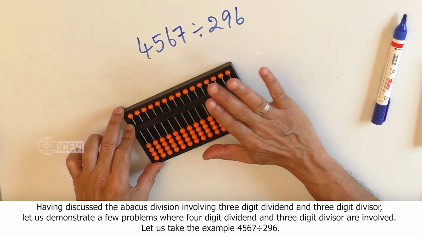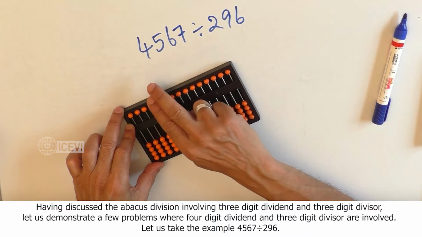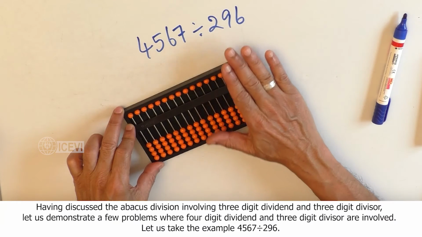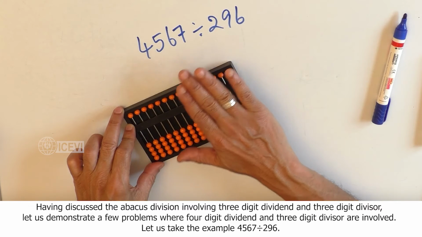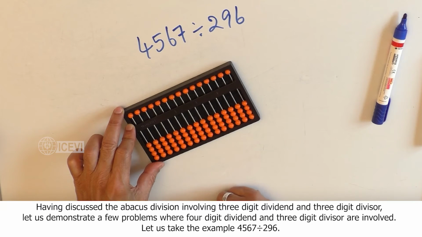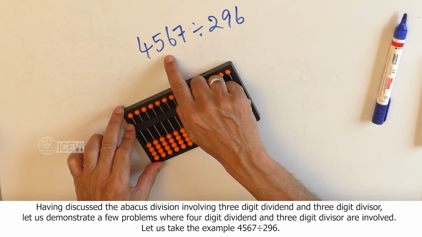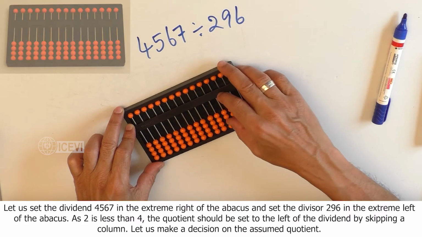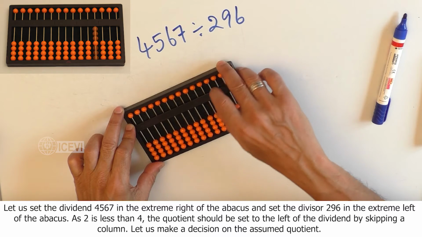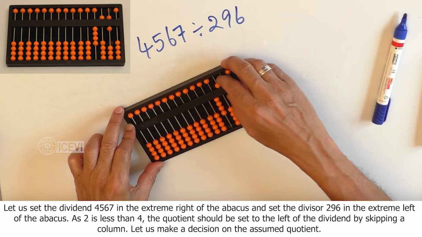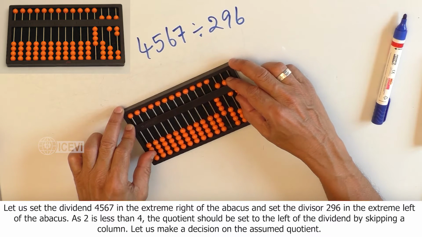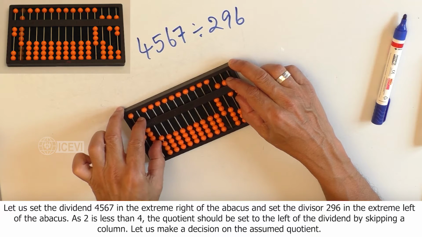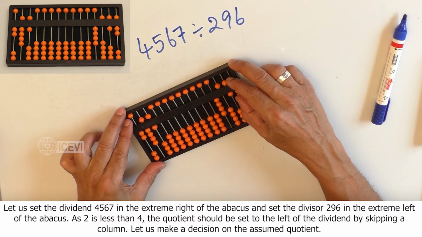Having discussed the abacus division involving 3-digit dividend and 3-digit divisor, let us demonstrate a few problems where 4-digit dividend and 3-digit divisors are involved. Let us take the example 4567 divided by 296. Let us set the dividend 4567 in the extreme right of the abacus and set 296 in the left extreme of the abacus.